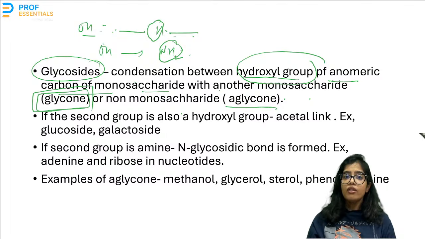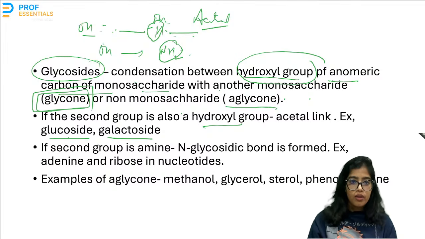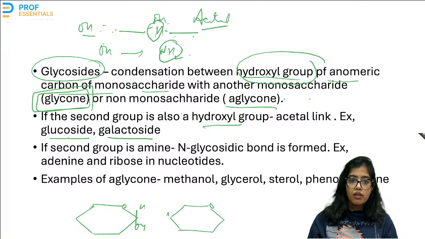If the second group is also a hydroxyl group, then an acetal link is formed, like in glucoside or galactoside. Glucoside means two glucose molecules are forming a bond. So this is a glucose molecule, this is OH, this is H, this is another glucose molecule, this is H, this is OH. If both OH are reacting together, then a CHO group will be formed, that is an acetal link. So this is a glucoside.